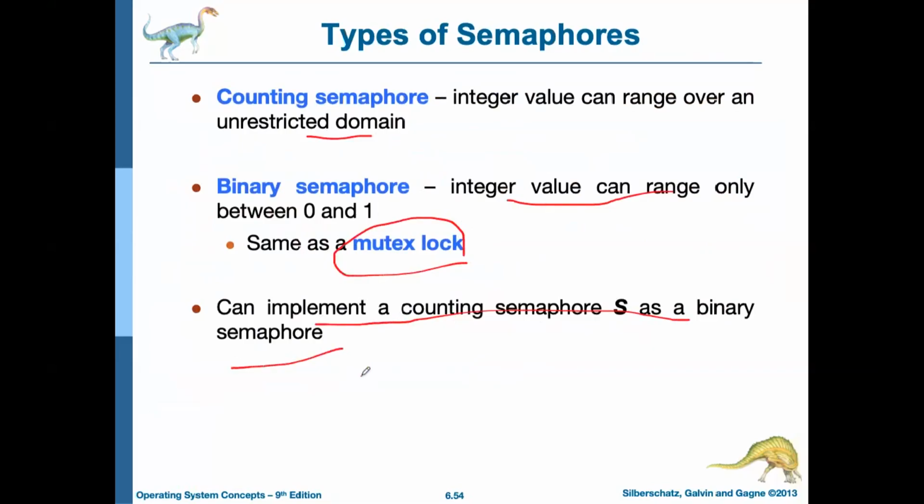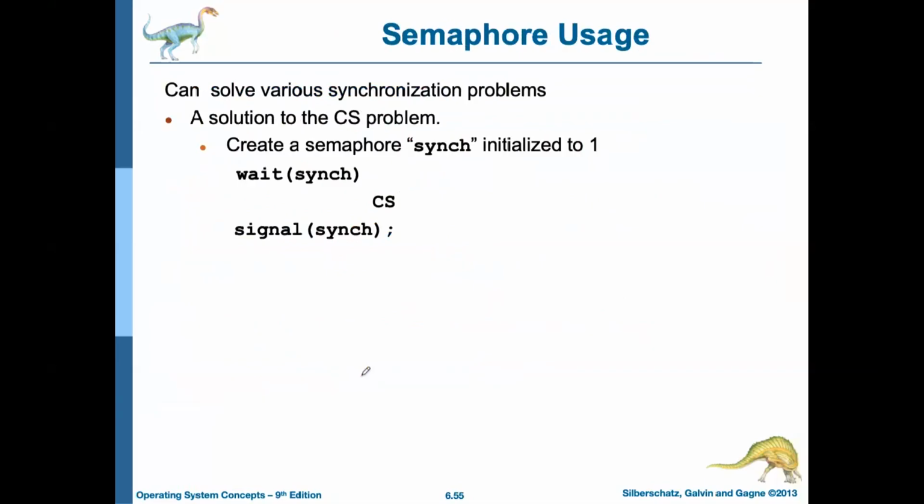So semaphore usage can solve various synchronization problems, and the solution to the critical section problem. For your information, from my experience, we use this even when we are using threads. We can control the threads to maintain a consistent value. Otherwise, it will become inconsistent. So that's why we need this kind of method and methodology.